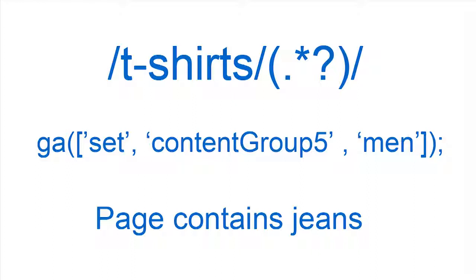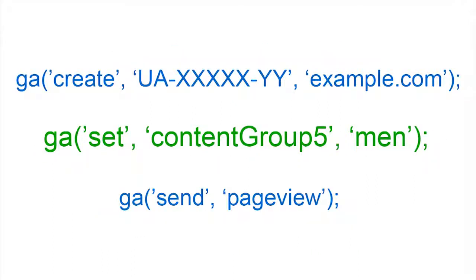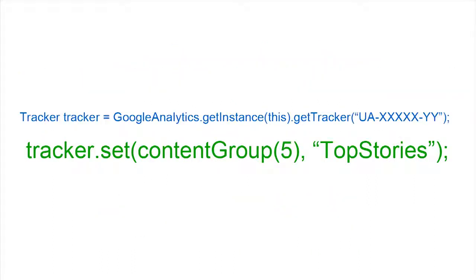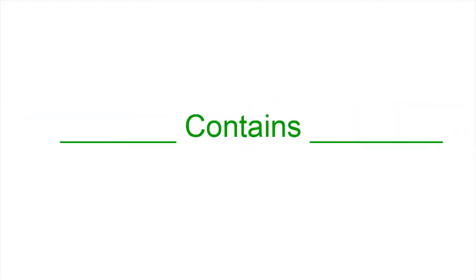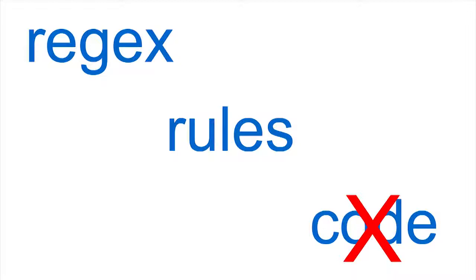When you modify the tracking code, you add one line to your web pages or your app screens. When you extract content using a regex capture group, you create an expression like this to extract all the pages in the t-shirt directory, or like this to extract every app screen that contains top stories. When you use a rule, you use a simple statement to evaluate and group content, like page contains t-shirts or screen name contains top stories. The advantage of using regular expressions and rules is that you don't have to modify your tracking code.